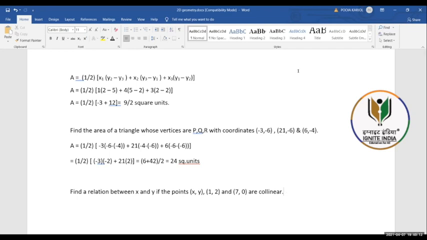X plus 6y minus 14. Yes, when they say the points are collinear, that means x plus 3y minus 7. Yeah, when they say collinear, that means the area of these three points is 0 because the triangle cannot be formed. Okay, so put the formula for area. Equate it to 0. Okay, and that's how we get the relation. When they say relation, that means they're asking for an equation.